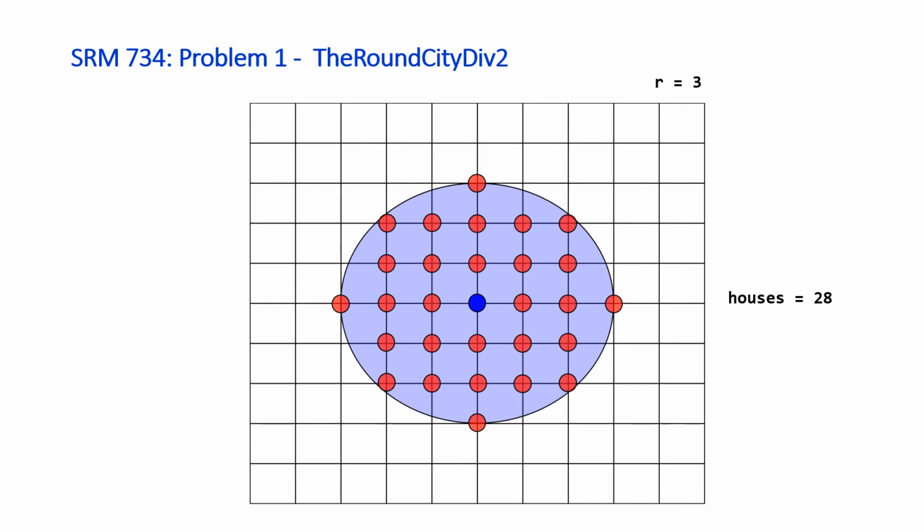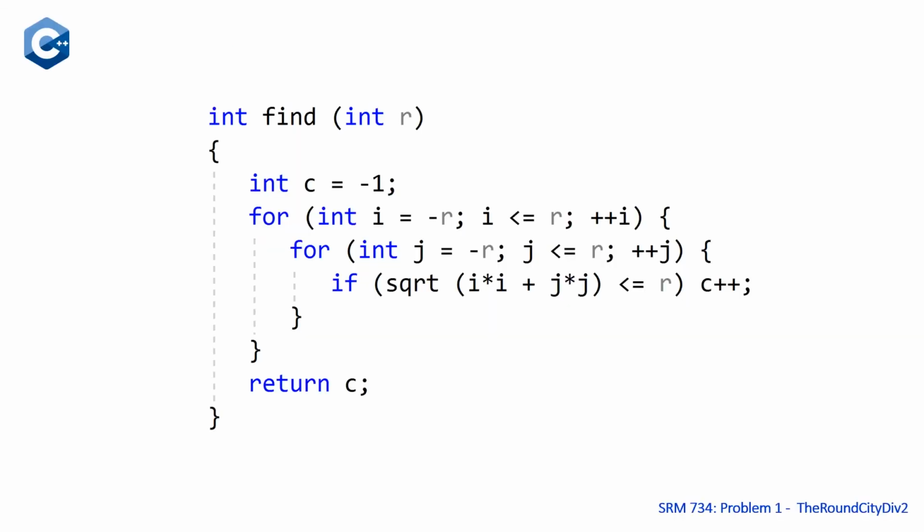So let's take a look at our code. Here we have a pretty simple function called find. It returns an integer, which is the number of houses, and it takes one parameter, an integer r, which represents the radius of our city. At the top here, we're declaring the integer c, which is going to be the count of our houses, and we're initializing it to -1 because we don't want to count the house that we would find at the coordinates 0, 0. Then we just have a nested for loop for our indices i and j, and they are both looping from -r to r.